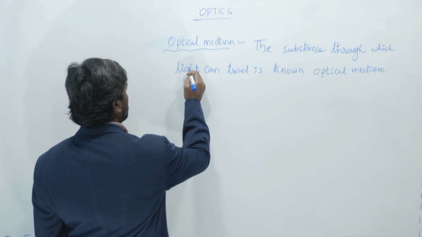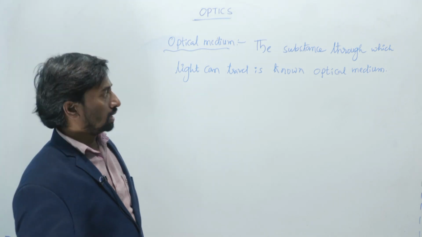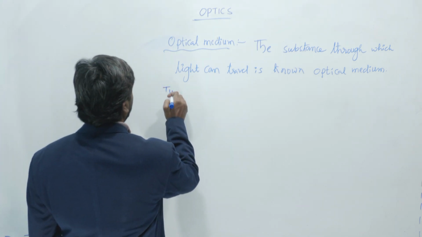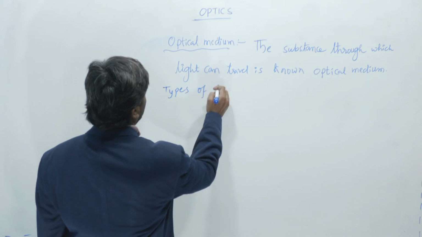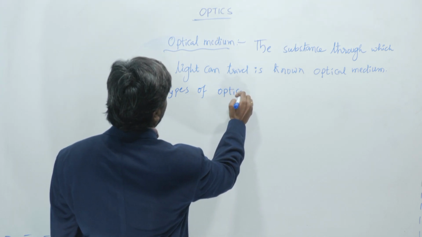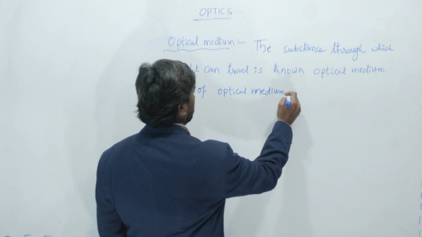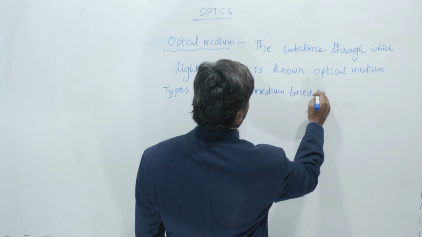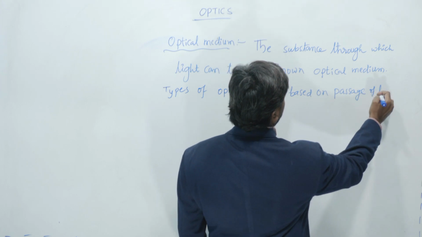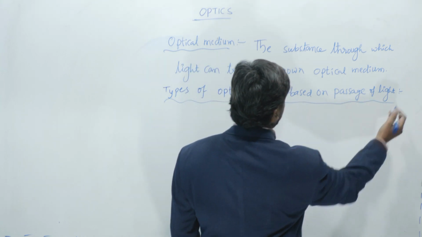Based on the passage of light, there are three kinds of optical mediums. Based on its properties, there are two kinds of mediums. So now the types of optical mediums based on the passage of light.